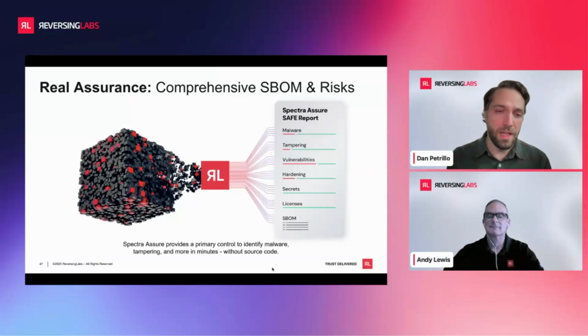Effectively, you can take a binary, run it through our engine, and we are going to surface each and every one of those 6 risks and if they're present within your malware. It's a primary control that's going to identify malware, tampering, and more in minutes without source code. We're also going to give you an SBOM in case that's something that you're interested in.